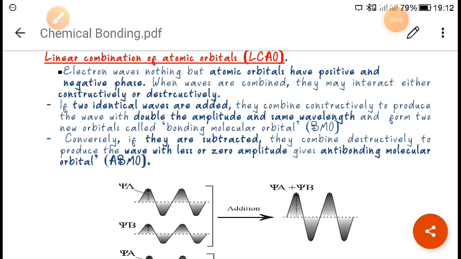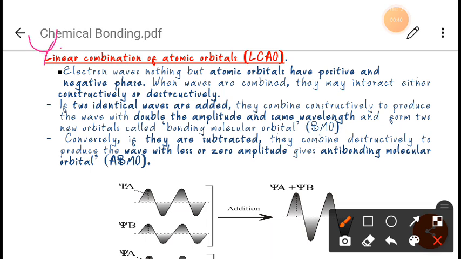In the last class we discussed the molecular orbital theory, right? Now in today's class we will discuss the formation of the molecular orbital diagram. First of all we will start with molecular orbitals from s orbitals. Let psi A and psi B be the wave functions of the two s orbitals.